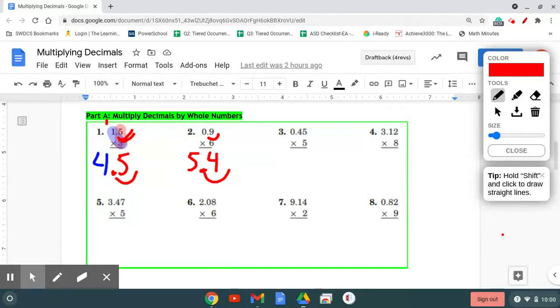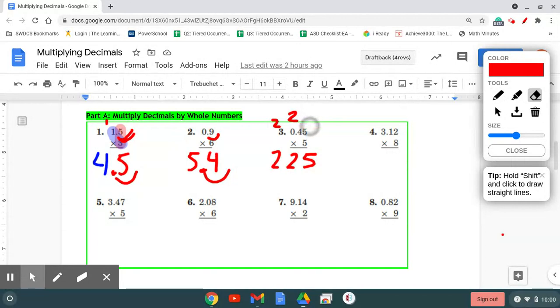All right, number 3, 0.45 times 5. So again, our first step is to go down. 5 times 5 is 25. Carry your 5. Now we're going to go sideways. 5 times 4 is 20. Plus 2 is 22. Write your 2. Carry your 2. 5 times 0 is 0. Plus 2 is 2.